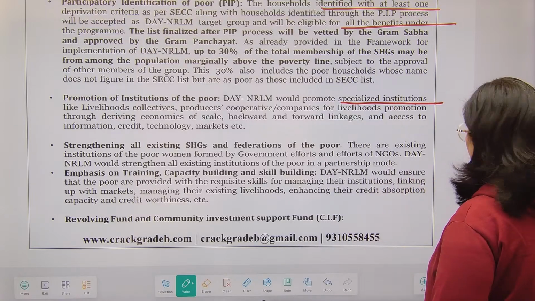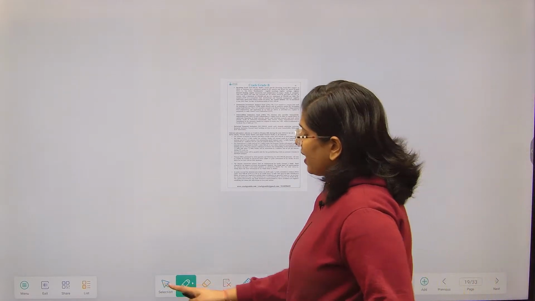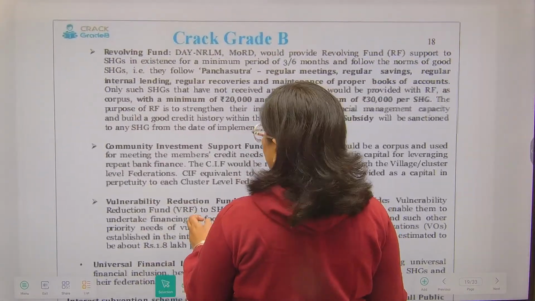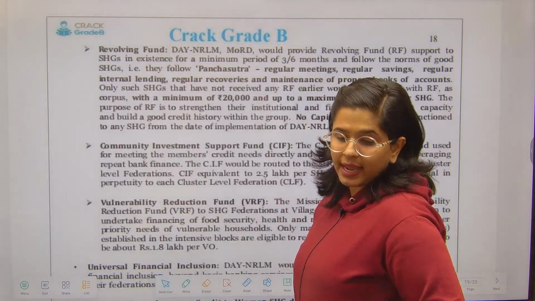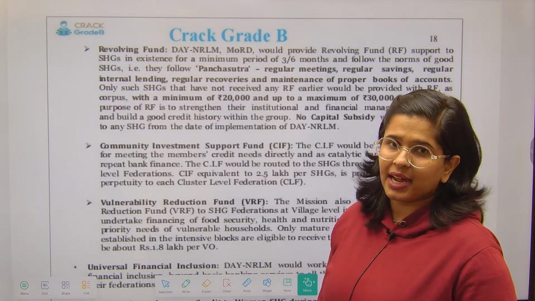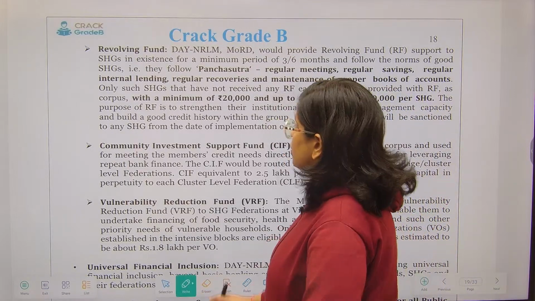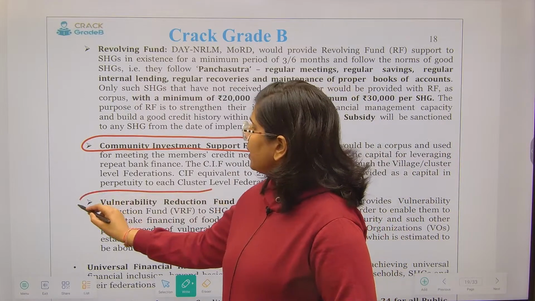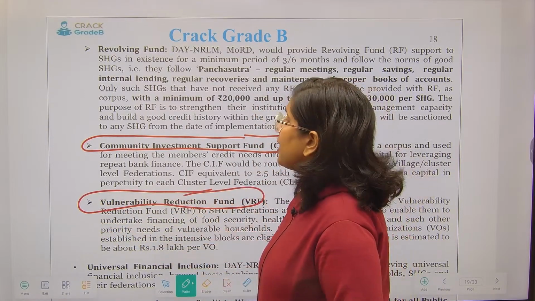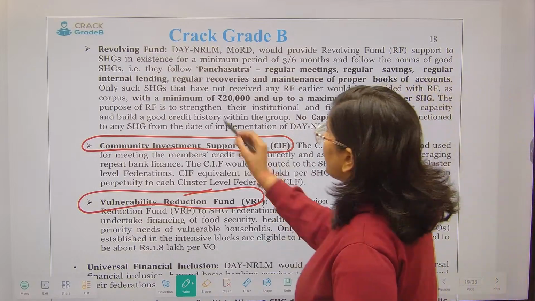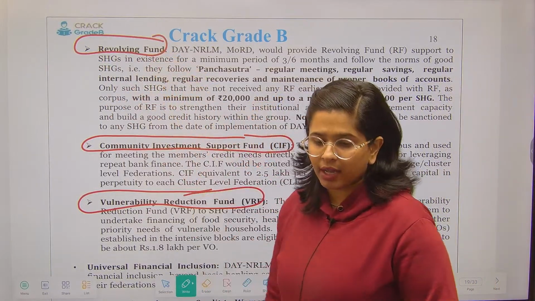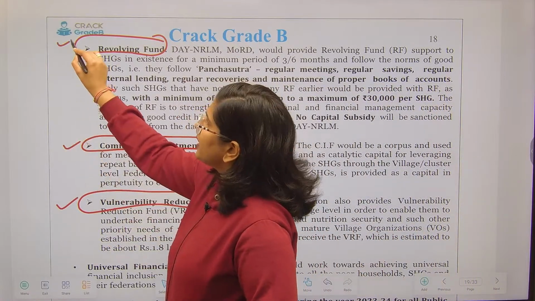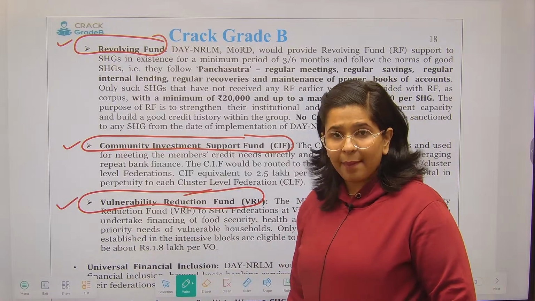Now these all revolve around the same thing, that the self-help groups would be formed, right, and then there are funds as well. तो हम इन funds के बारे में बस एक बार बात कर लेते हैं, what are the names of the funds that have been created under this particular scheme. So first of all, community investment support fund, vulnerability reduction fund, right, why these, and then there is a revolving fund as well. What are these funds talking about? So the first and foremost thing that you need to do is remember the names of the funds that have been created under this particular scheme. क्या नाम है इन funds का?